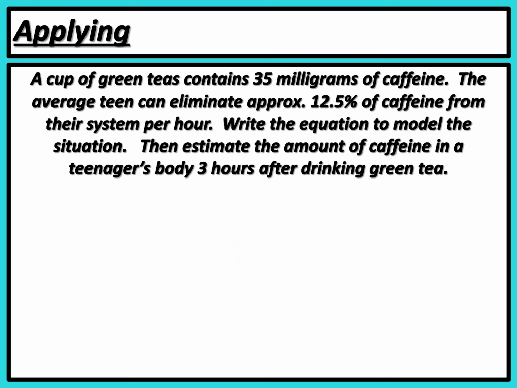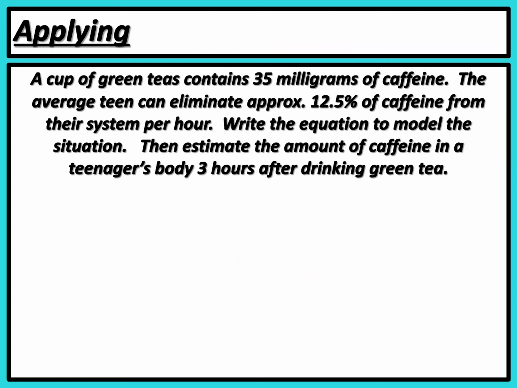Okay, let's try one more of these. So a cup of green tea contains 35 milligrams of caffeine. Okay, the average teen can eliminate approximately 12.5% of caffeine from their system per hour. Write the equation to model the situation, then estimate the amount of caffeine in a teenager's body 3 hours after drinking. So there's a lot of information here.